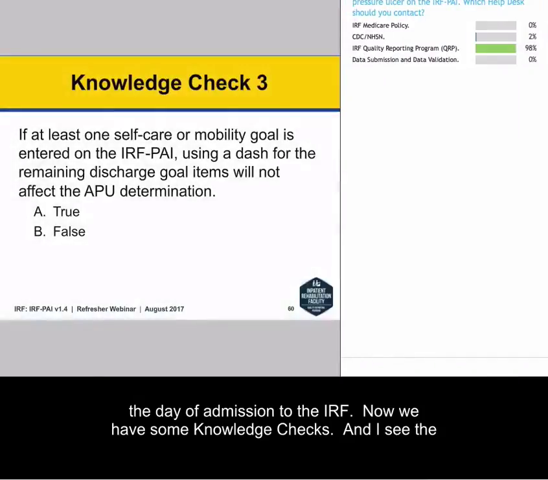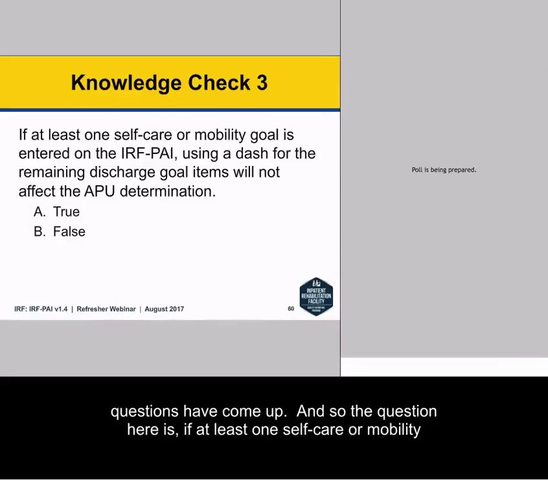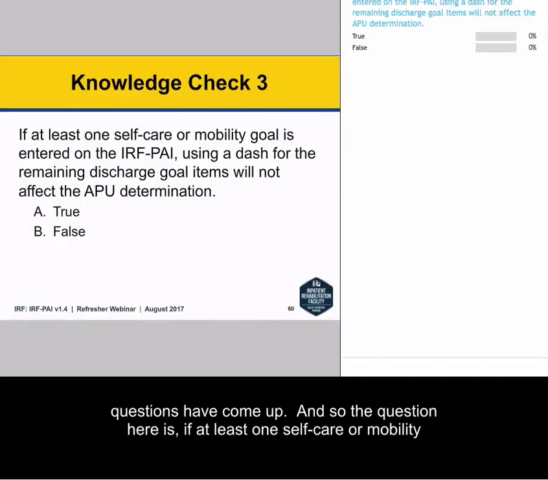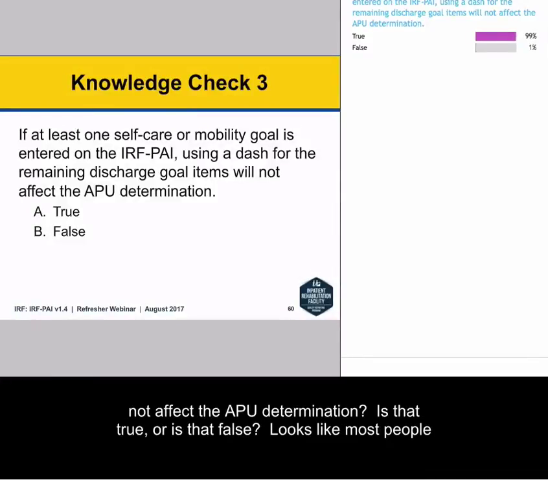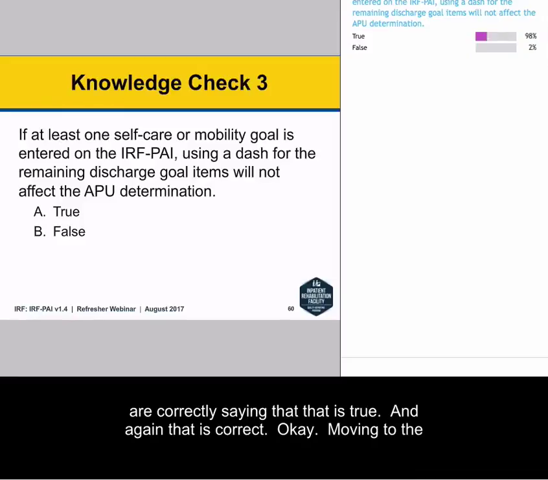Now we have some knowledge checks, and I see the questions have come up. The question here is, if at least one self-care or mobility goal is entered on the IRF-PAI, using a dash for the remaining discharge goal items will not affect the APU determination. Is that true or is that false? Looks like most people are correctly saying that that is true, and again, that is correct.